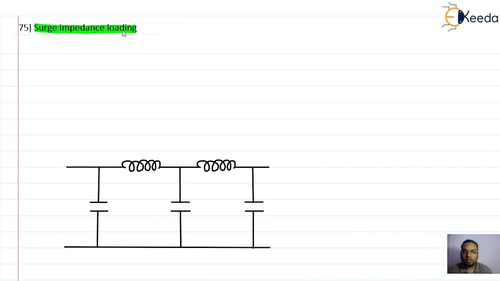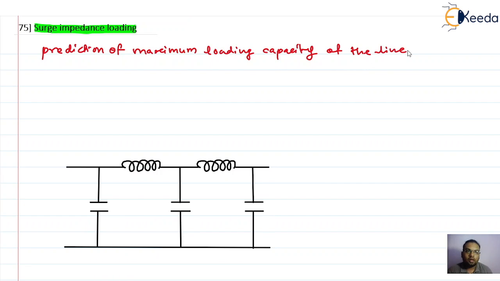The surge impedance loading, actually it is used in prediction of maximum loading capacity of the line. Okay, so this is where the surge impedance loading is used, and that is why it is important. At the end of this lecture, while discussing the applications of the surge impedance loading, I'll discuss this point with you. Because in power industry, while describing the power loading capacity of any line, the power engineers use this term surge impedance loading.